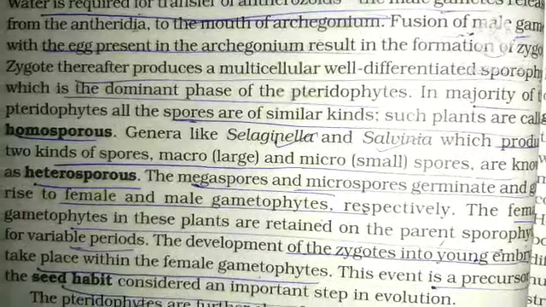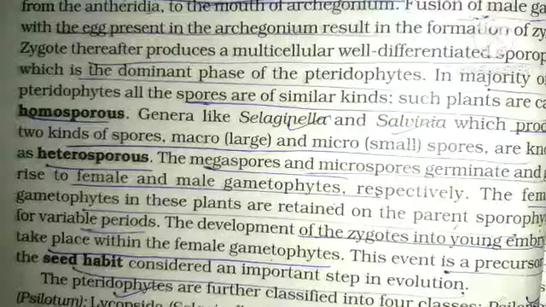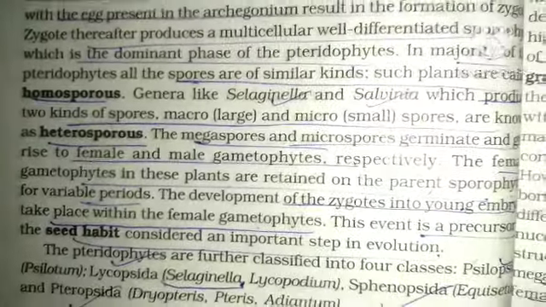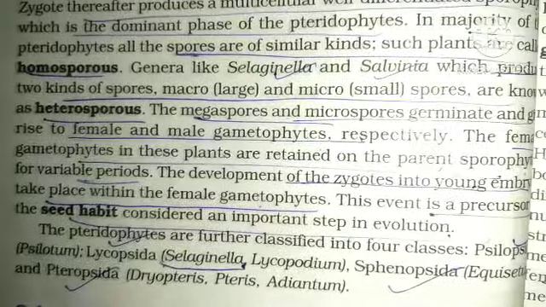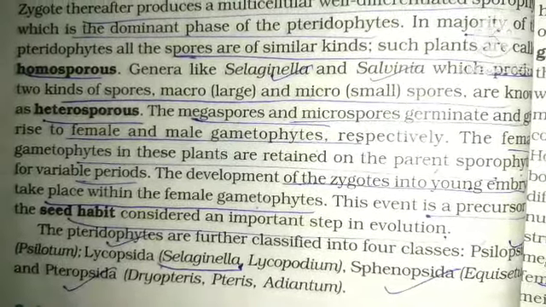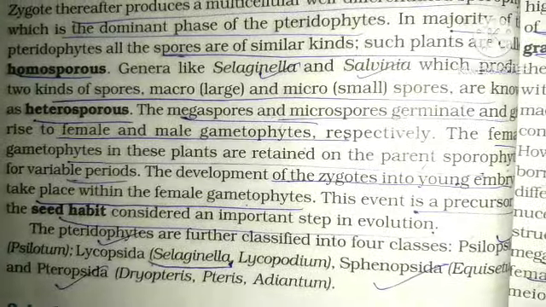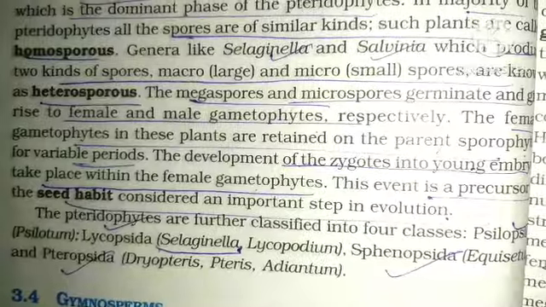In the majority of the pteridophytes, all the spores are of similar kind. Such plants are called homosporous. Genera like Selaginella and Salvinia, which produce two kinds of spores, macro and micro spores, are known as heterosporous. The megaspores and microspores germinate and give rise to female and male gametophytes respectively.